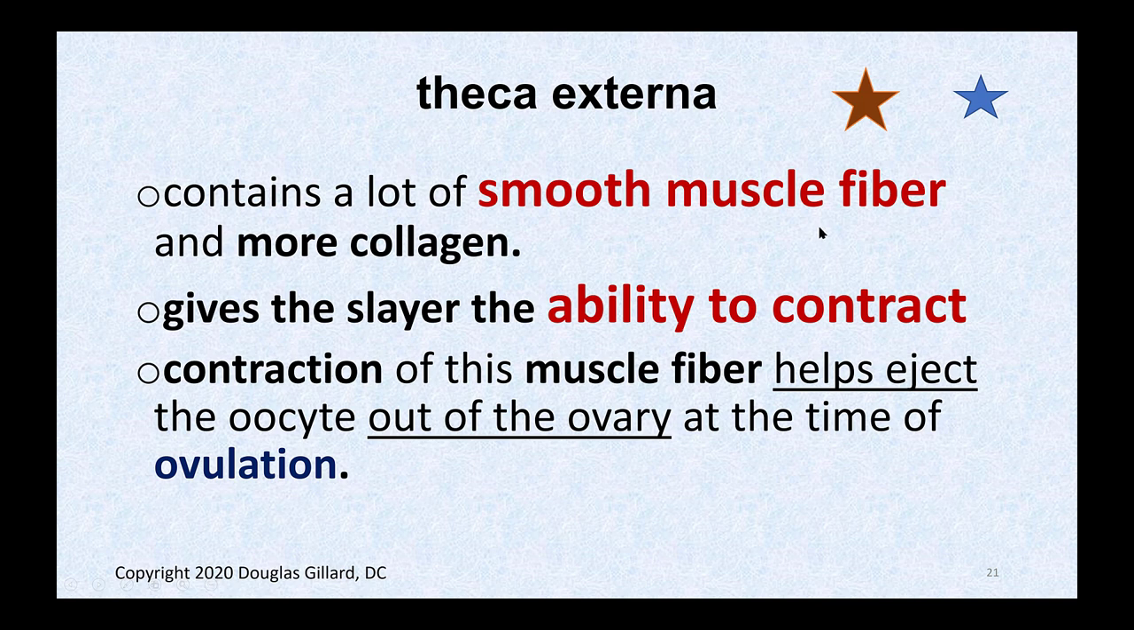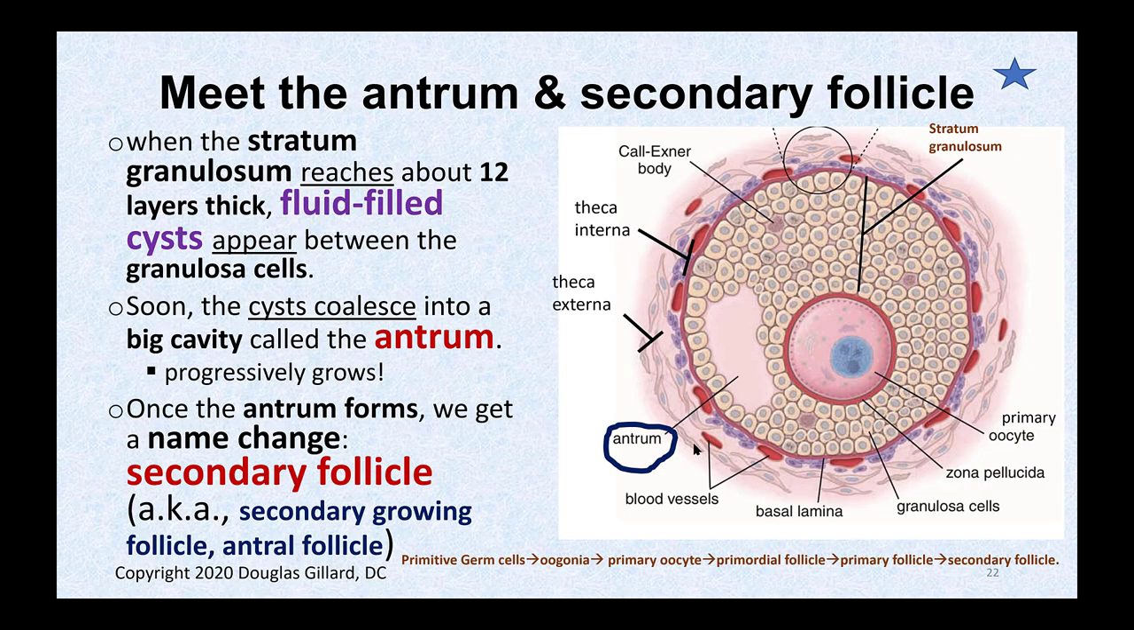And that's going to help squeeze the oocyte. This would be a secondary oocyte at that time. Squeeze that secondary oocyte out. And that's basically the egg. And the fallopian tube will kind of suck it up. But it's got to hatch. And it hatches by smooth muscle contraction as one of the mechanisms.